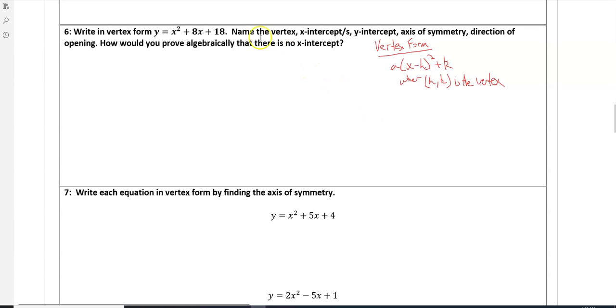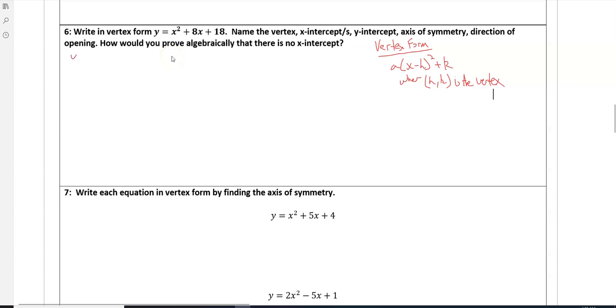All right, class, for number 6, they want you to write this in vertex form: x squared plus 8x plus 18 equals y. And probably the best way to do this is to do completing the square. There's a couple of ways you could do it. You could do the negative b over 2a to find the axis of symmetry, and that would work as well. But I am going to do completing the square on this one.